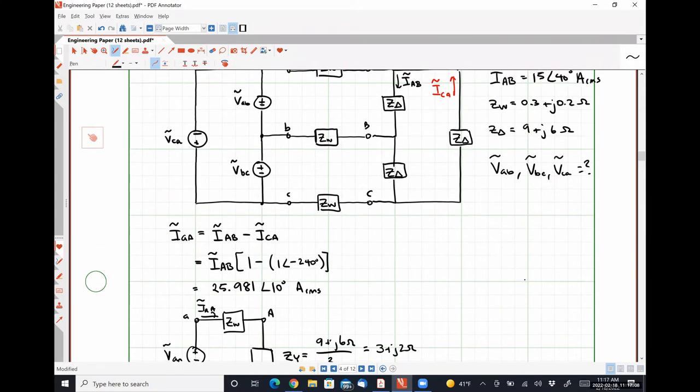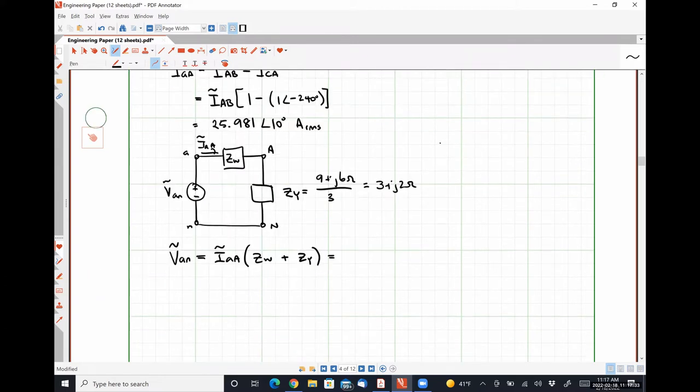So let's see here, ZW is 0.3 plus 0.2i. And ZY is 3 plus J2. And I get 103.042 with an angle of 43.690 degrees. That's RMS. That seemed legit. Okay, getting some thumbs up here.